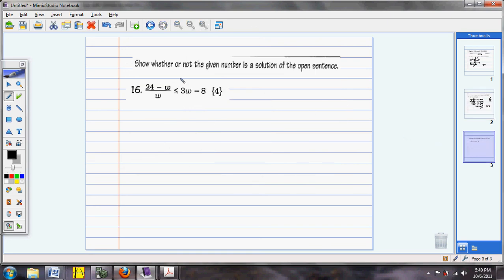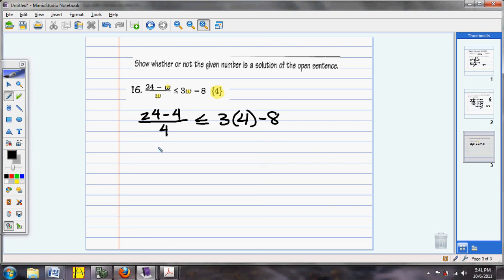Now we have some other problems which are inequalities, but that's okay. We just still plug the number in for the variables and work the problem out on both sides of the inequality and see if it's true or false. So for this one, I'm going to substitute a 4 in place of w, but I have to replace the w here and here and here. You're going to replace all those with 4. So here we go. 24 subtract 4, all over 4, is less than or equal to 3 times 4 minus 8.